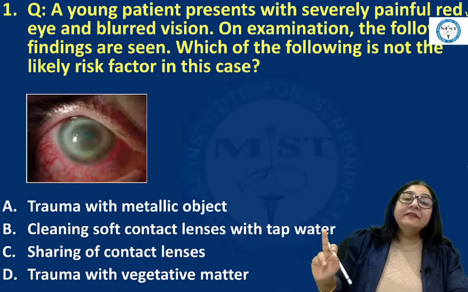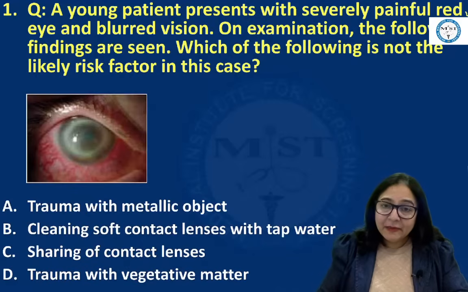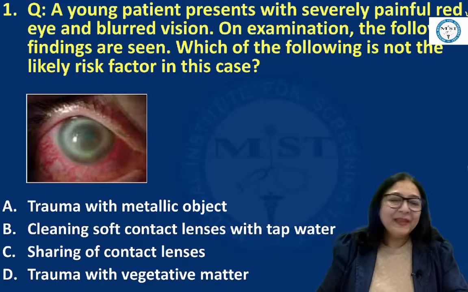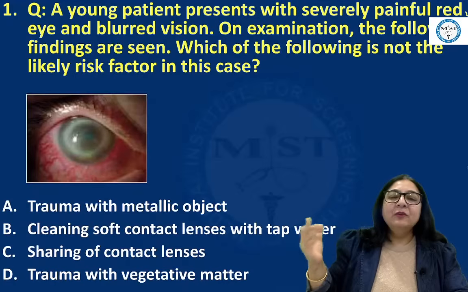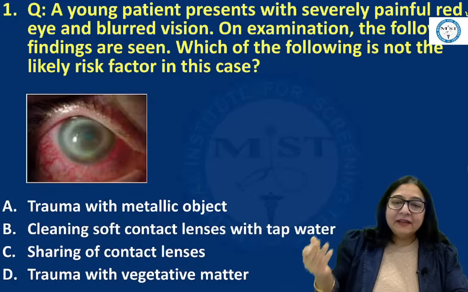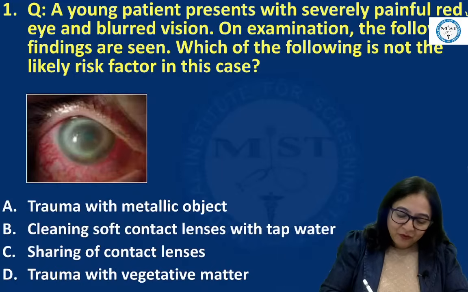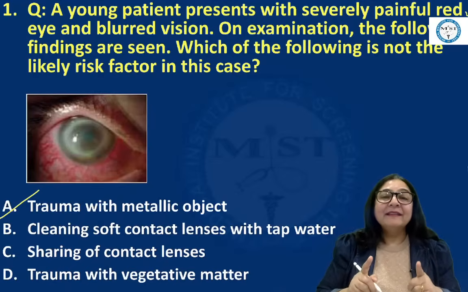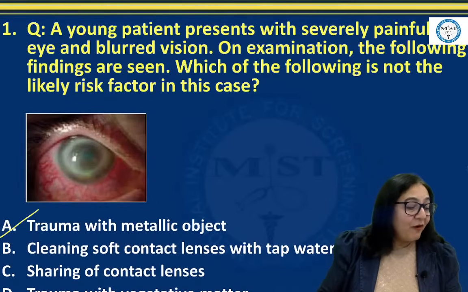Even trauma with vegetative matter can lead to acanthamoeba keratitis, because acanthamoeba is a free-living protozoa. However, trauma with a metallic object has no particular risk increase for the development of acanthamoeba corneal ulcer. So all of you are very right here. Trauma with a metallic object is the answer, because that is not a likely risk factor for acanthamoeba keratitis.